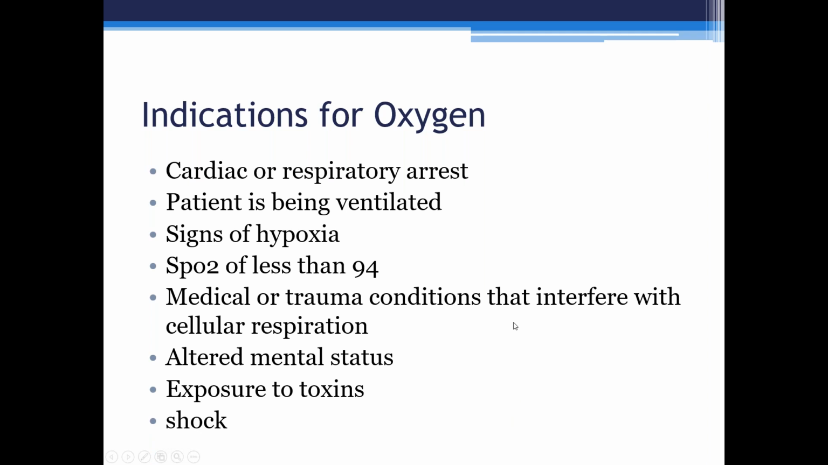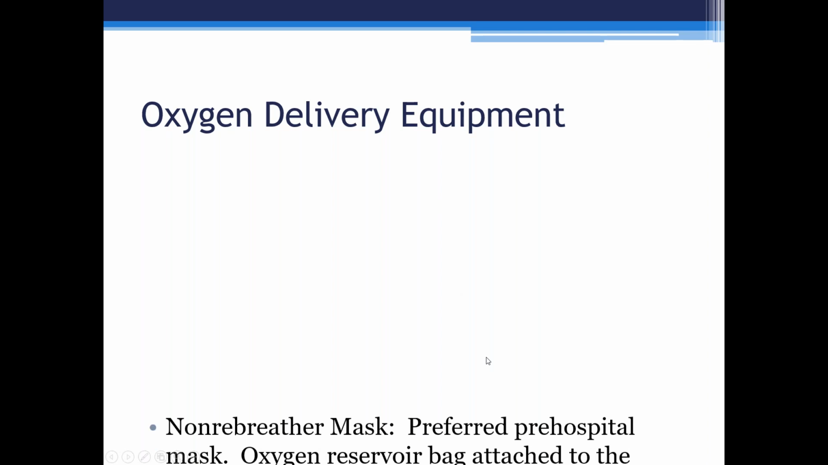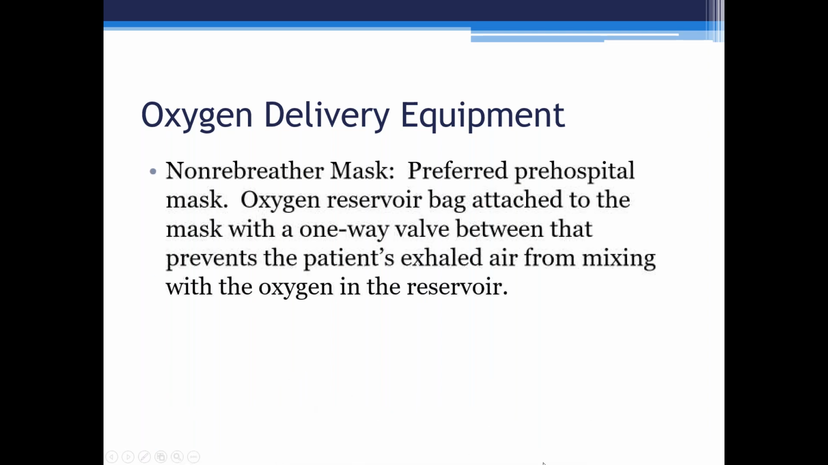And then a patient who is displaying signs and symptoms of shock or poor perfusion. So we have a couple of different devices that we can use to deliver that oxygen. First, a very common one that we're going to see is the non-rebreather mask. This is the preferred pre-hospital mask.